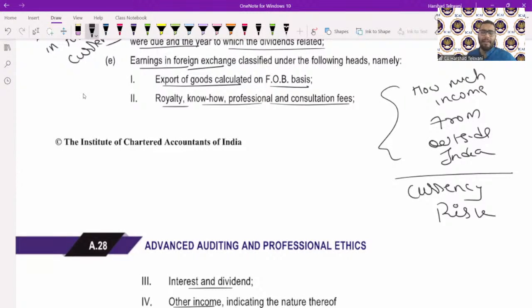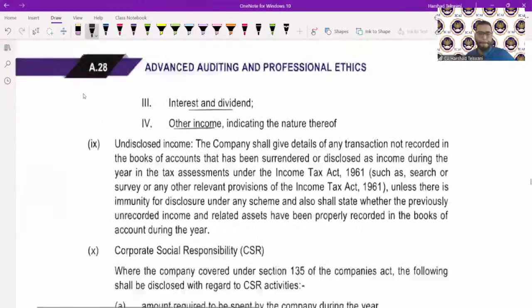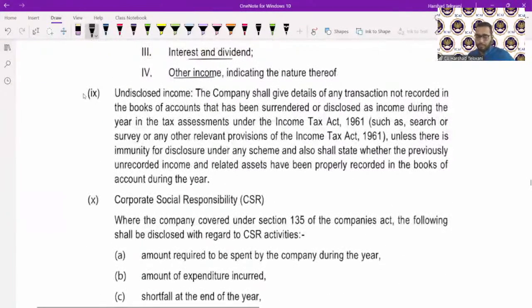You will be reading about currency rates in SFM, in the second subject. Okay, this is the amendment.